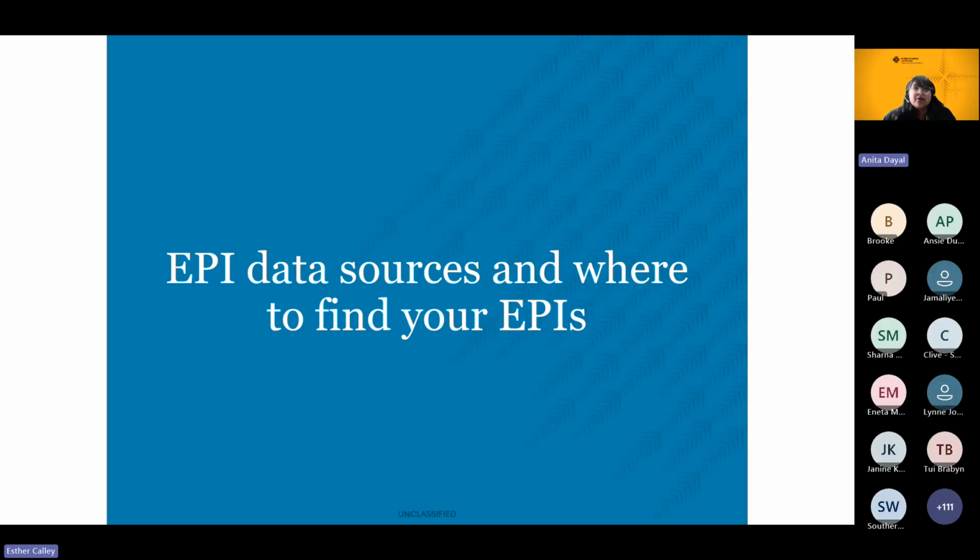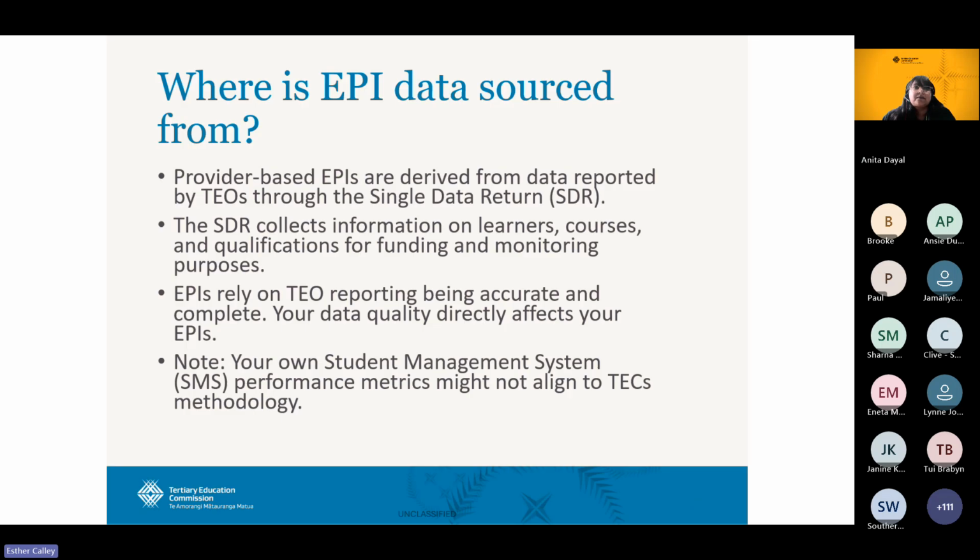So this next section, we're going to go through where we source the underlying data used in the EPI calculations and where you can find your EPIs. Provider-based data is submitted through the single data return, or the SDR. The SDR collects tertiary data for funding and monitoring purposes. This includes information on learners, courses, qualifications, and completions. Our TEC EPIs are derived from the data submitted by TEOs. We rely on the data being accurate and complete, so your data quality could affect your EPIs.